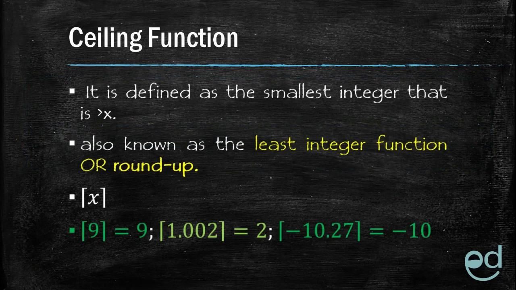Let's first discuss the ceiling function. It is defined as the smallest integer that is greater than x. It is also known as the least integer function or the roundup function. Example, the ceiling of 9 is 9. The ceiling of 1.002 is 2. We just round it up. And the ceiling of negative 10.27 is negative 10.